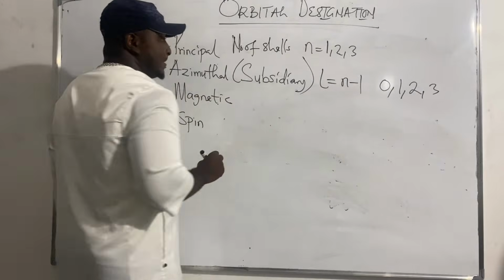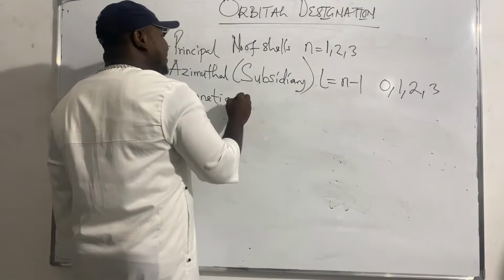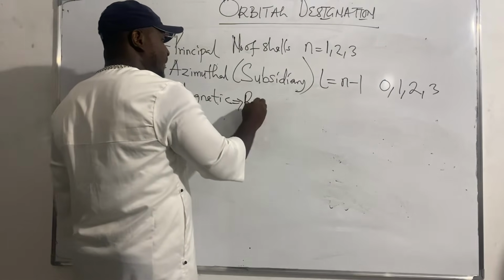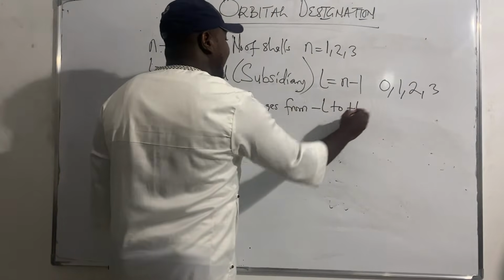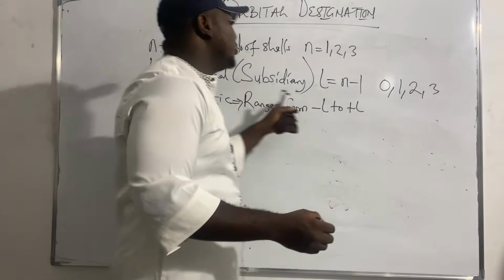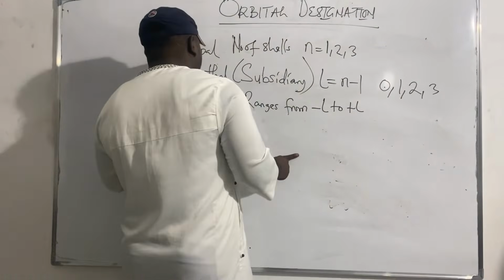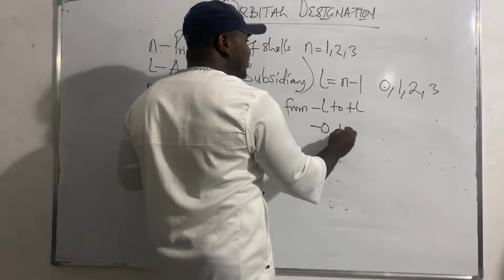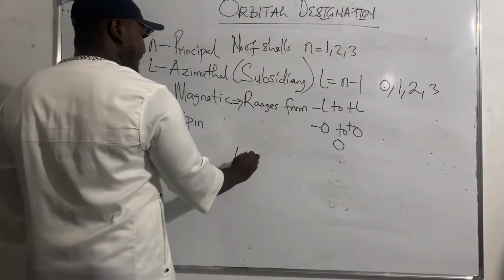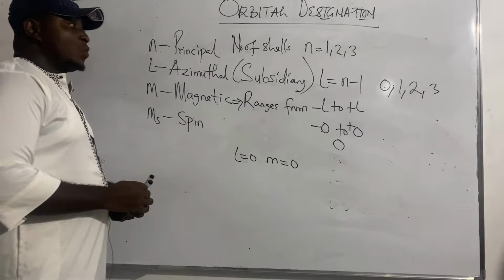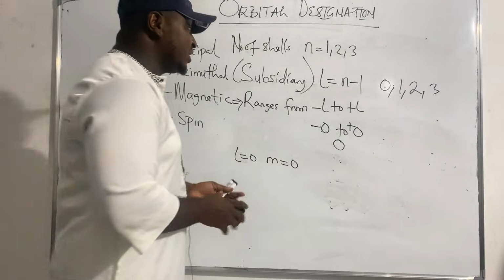Now what of the magnetic, class? The magnetic quantum number also depends on the azimuthal quantum number. As a matter of fact, the magnetic quantum number ranges from minus L to plus L. That is from the negative value of the azimuthal to the positive value of the azimuthal. So if my azimuthal quantum number is 0, my magnetic will be from minus 0 to plus 0. But of course, that's still 0. So when L is 0, my M is also 0. There's no number like minus 0 and plus 0. 0 is 0.